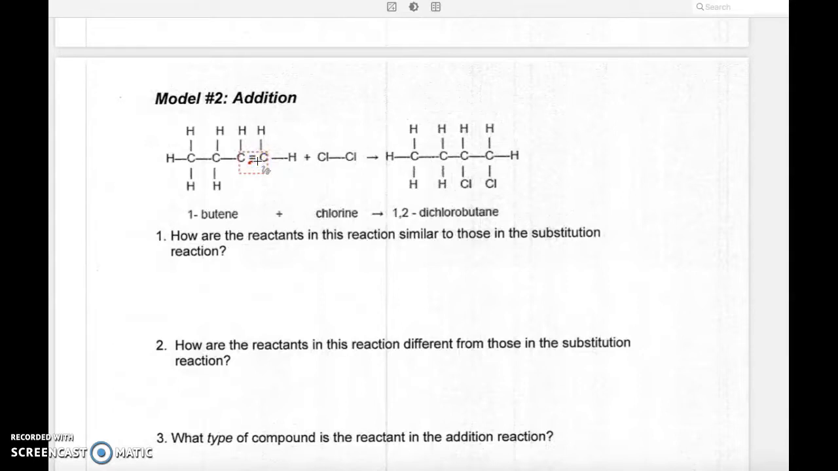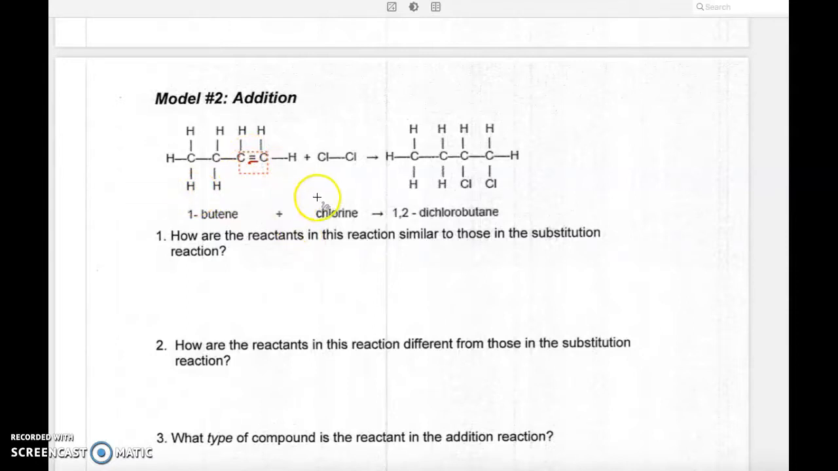We have 1-butene plus chlorine, which is our reactant, and then we have 1,2-dichlorobutane. So, how are the reactants in this reaction similar to those in a substitution reaction? Well, as you can see over here, if you look at the product side, the chlorines have gone ahead and replaced the two hydrogens.